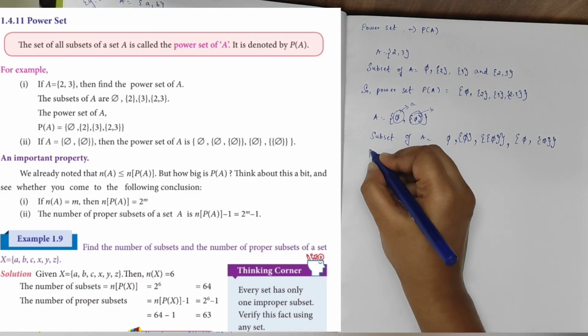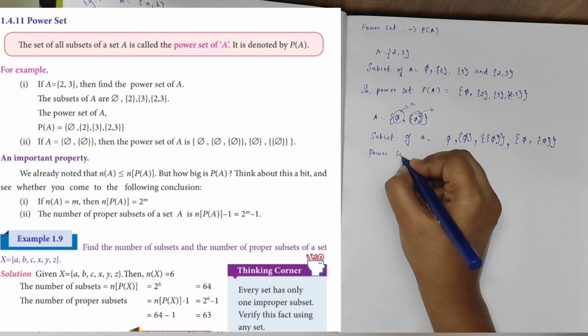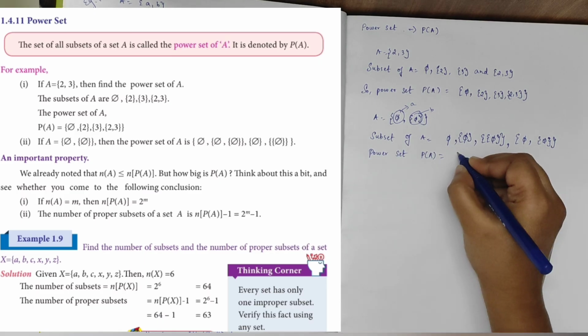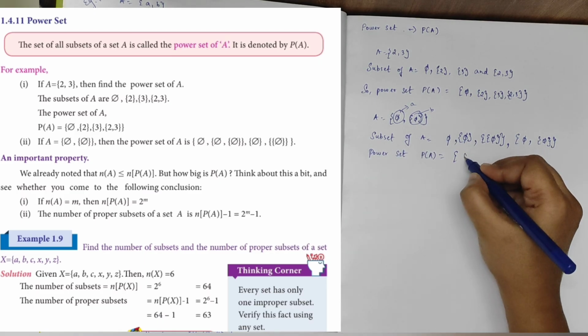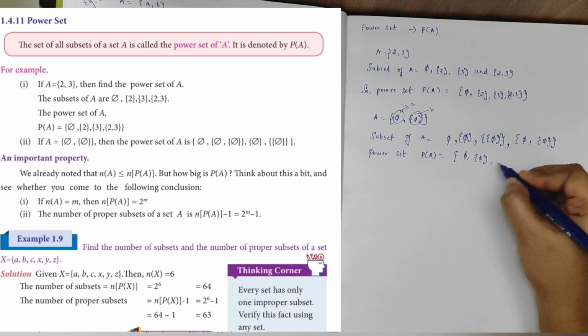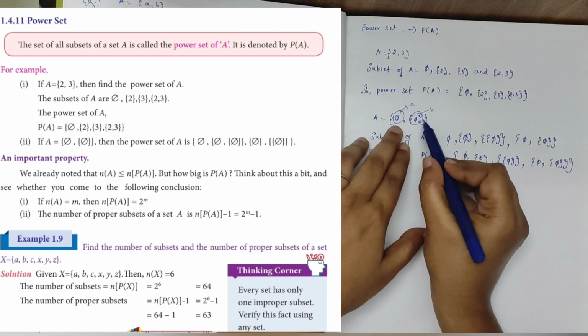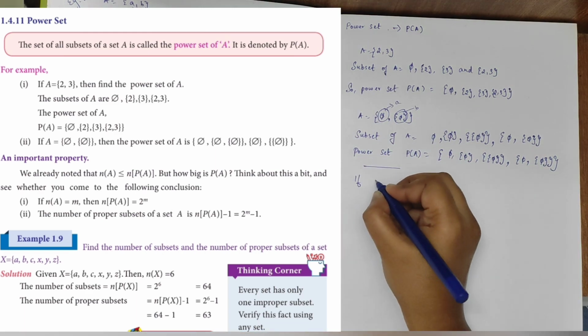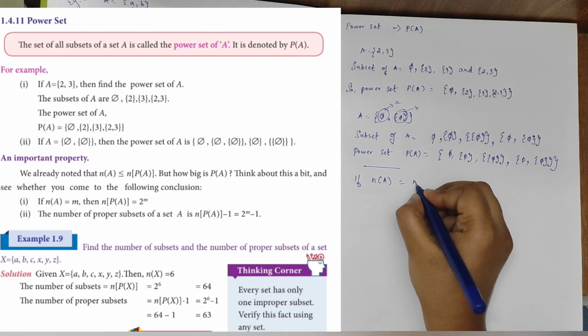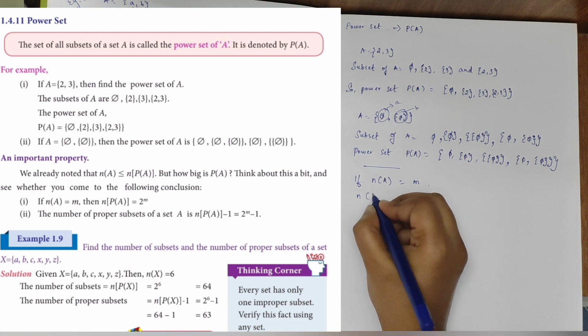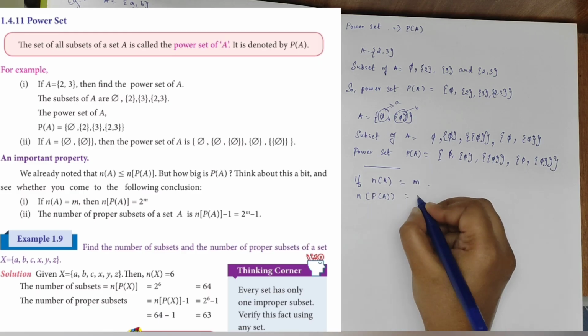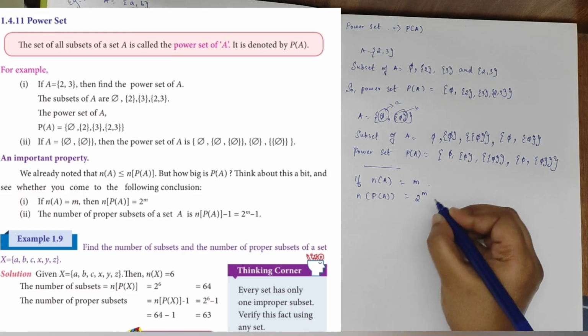So what about the power set of A? P of A is equal to, just write everything inside the curly bracket. It is easy, right? It is a bit confusing, but it will be very easy when you do it by yourself. The thing is you have to separate the elements. And if n of A is equal to m, then n of P of A is equal to 2 to the power m, that is 2^m.